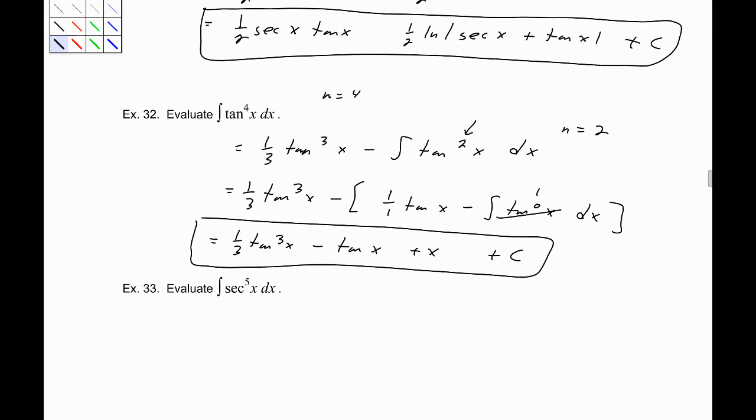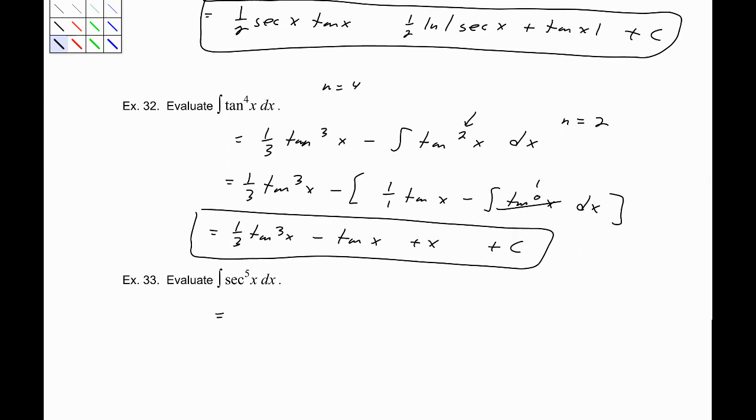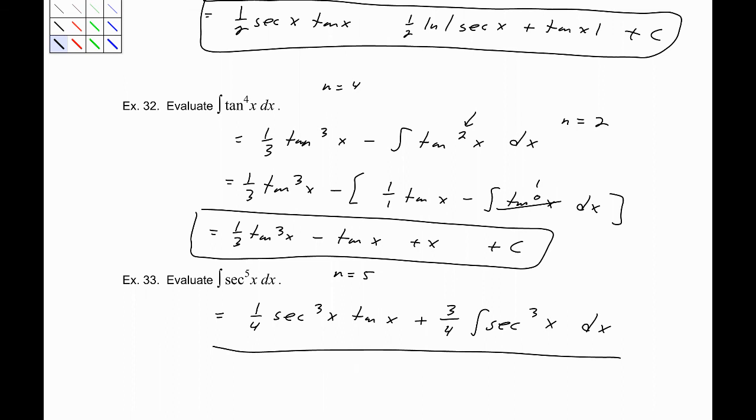Last one in this one, and we're going to actually stop this one quicker. Alright, so we'll use our formula. So n is 5, which makes this 1/4 secant to the 3x tan x plus n minus 2, so that's 3 over n minus 1, which is 4, integral of secant cubed x dx. Now we're going to just call it there, because we know what secant cubed is, so we could continue, but we are going to call that problem complete. Alright, that is the end of our trigonometric integrals section. Whew.